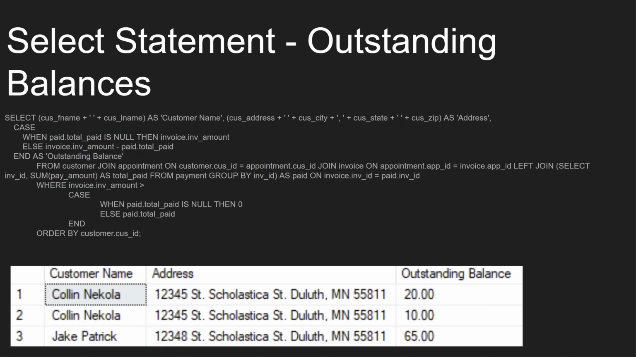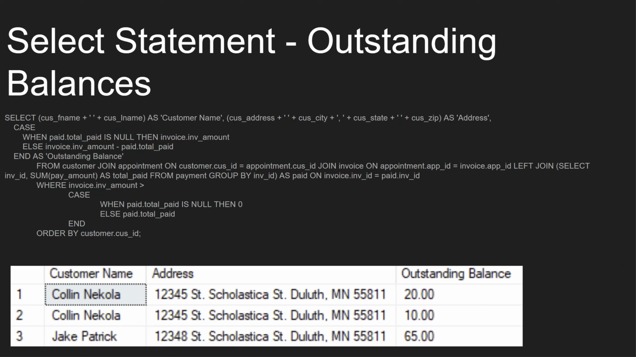Here's another statement to display the outstanding balances. This one displays the customer name and the address the same way as my first statement did. And then this uses a case statement, which is basically like an if statement. So it says when total paid is null, then invoice amount. So total paid is the total that's been paid. So if that's null, like if they've never paid anything, then it just displays what the inv amount was. Otherwise, if it has been paid, then it takes the inv amount and subtracts the total paid, and it displays that as outstanding balance.